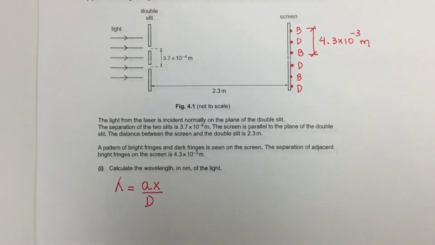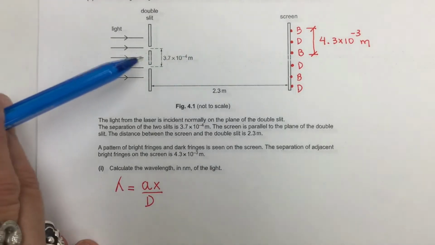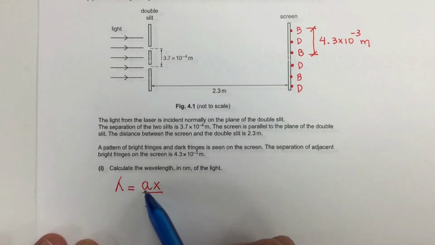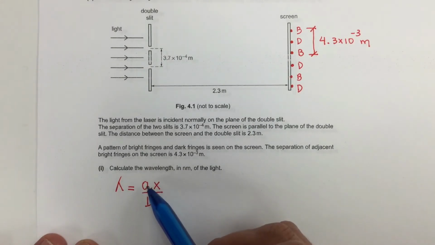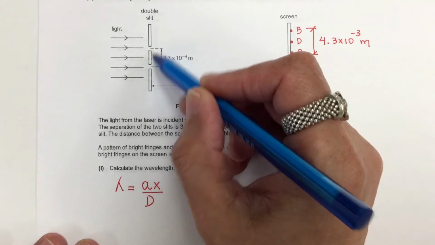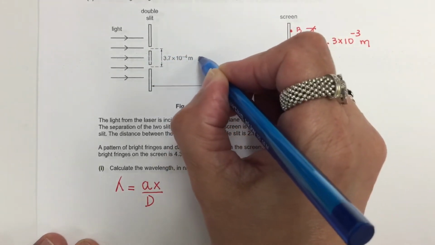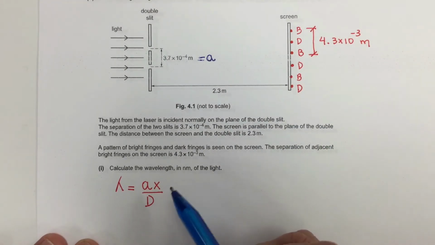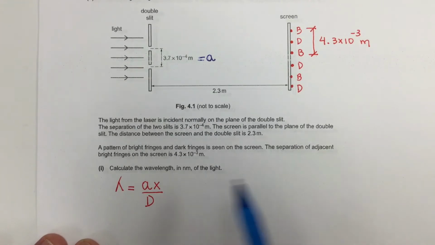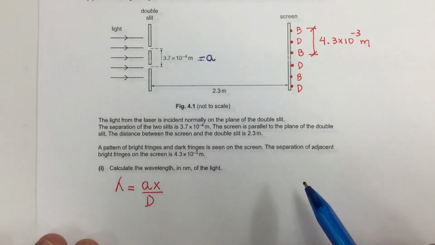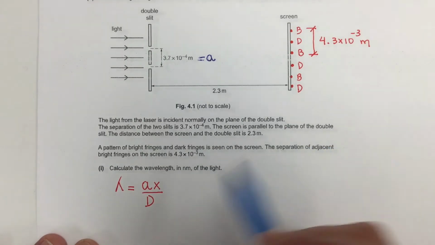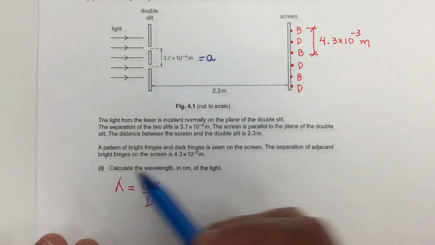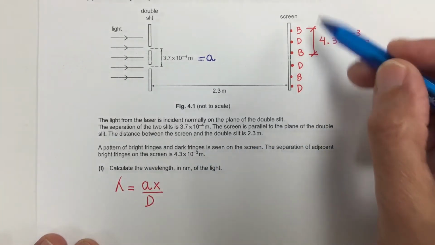To solve this problem, we are using this equation. The wavelength of the light is equal to the separation between both slits, so this is my A, times X, the distance, the separation of two adjacent fringes. Could be two bright or two dark. So in this case it was provided.